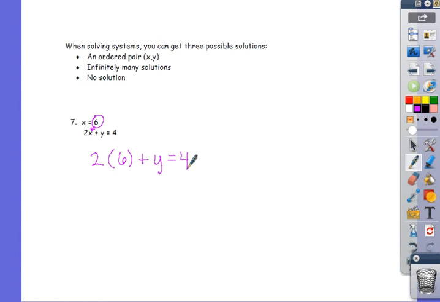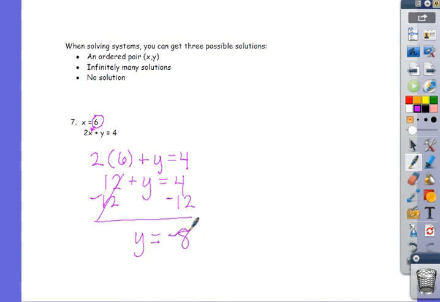2 times 6 is 12, plus y equals 4. What do you think we need to do to solve this? Subtract 12. Good. Subtract 12 on both sides. When you do, you get y equals 4 minus 12, negative 8.